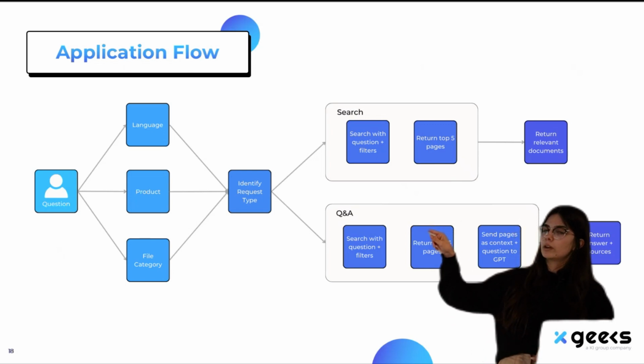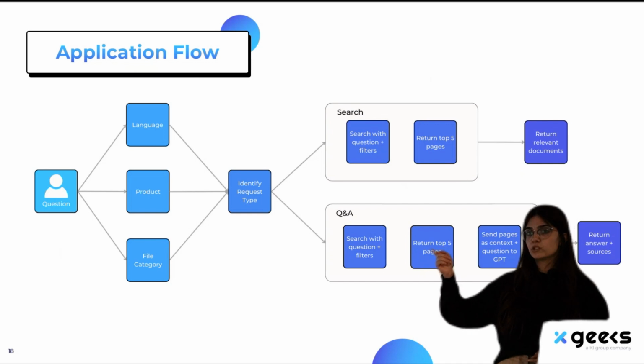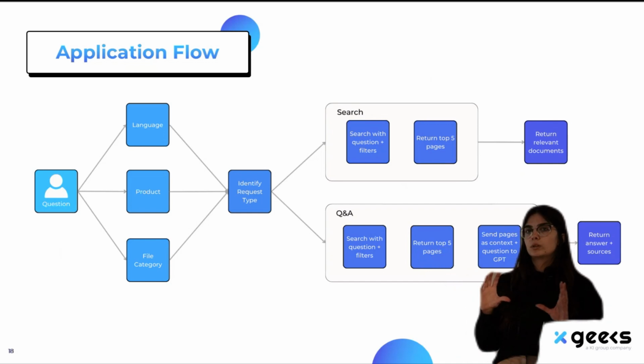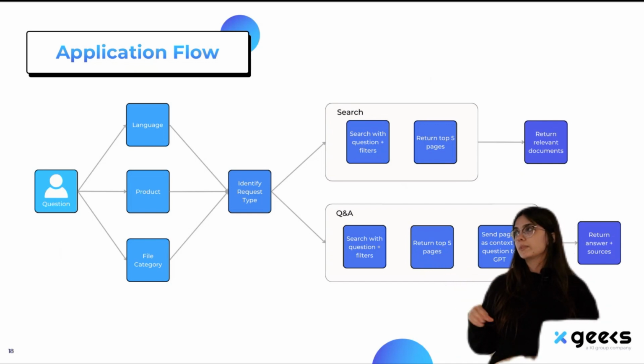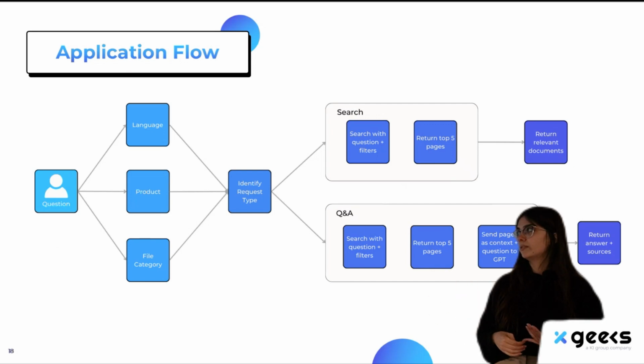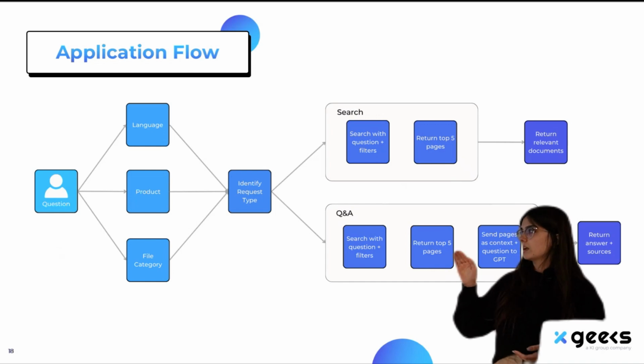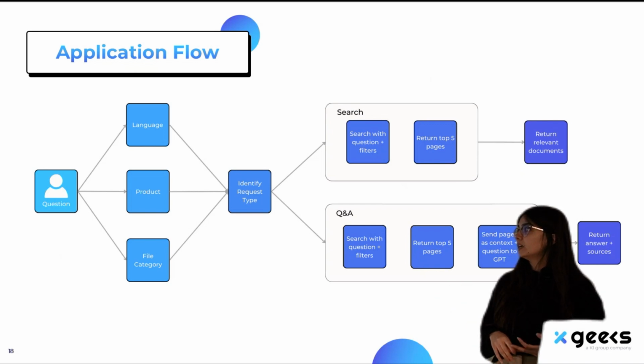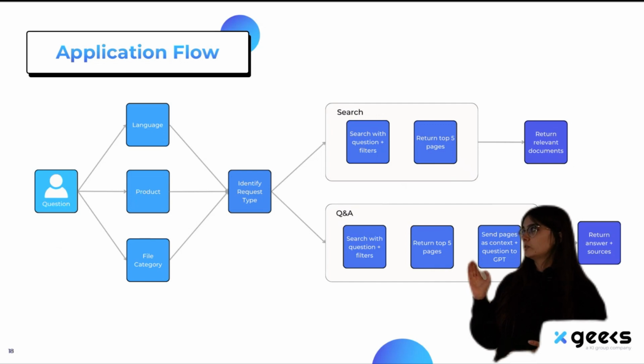So we do a request to identify what is the language in the question. We say what are the possible languages to the model, and it returns the language that it thinks is in the question. Then we do the same for the product and the file category. And after that, we identify the request type, because it can be search or Q&A.